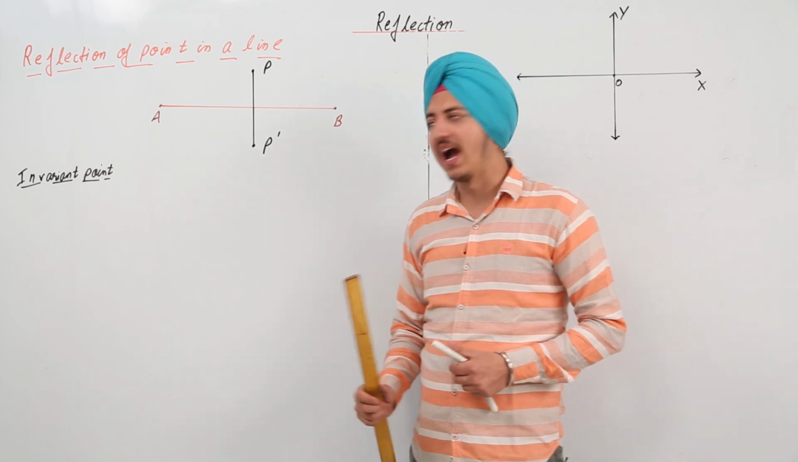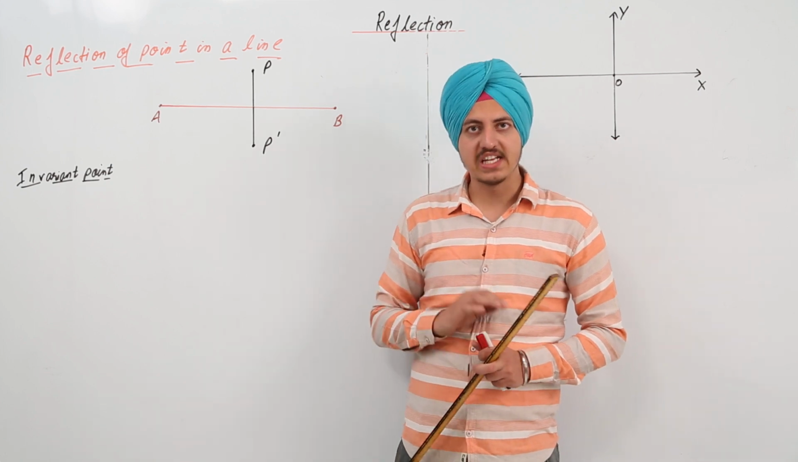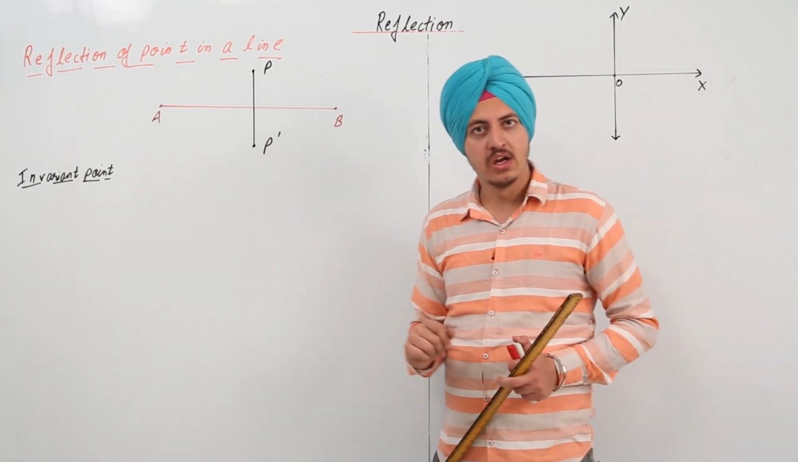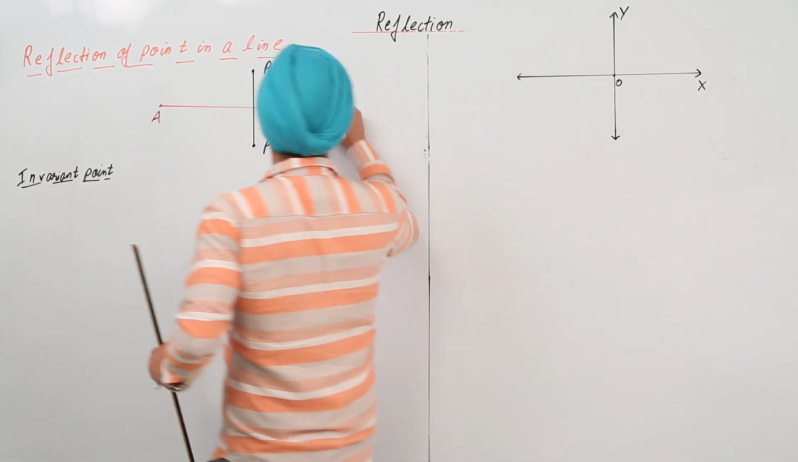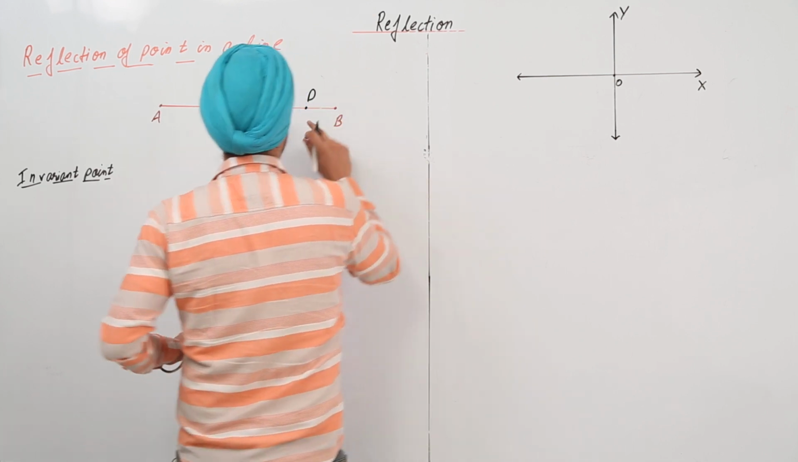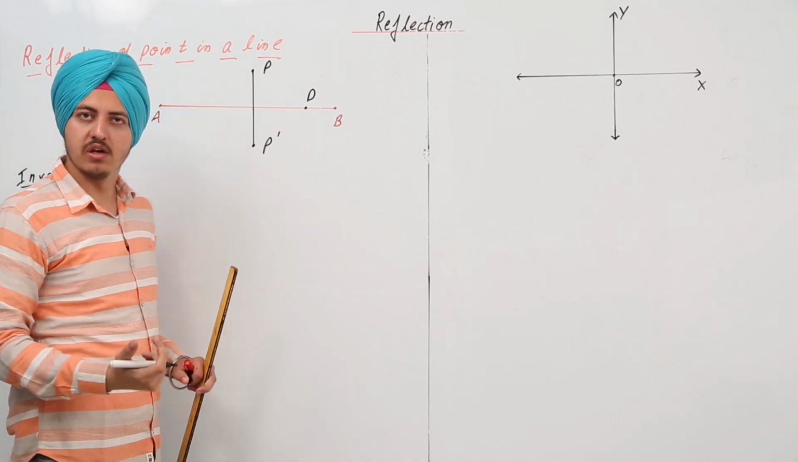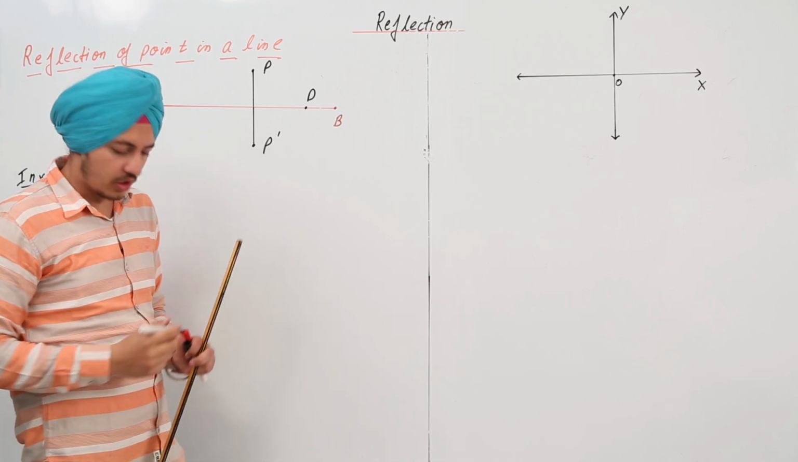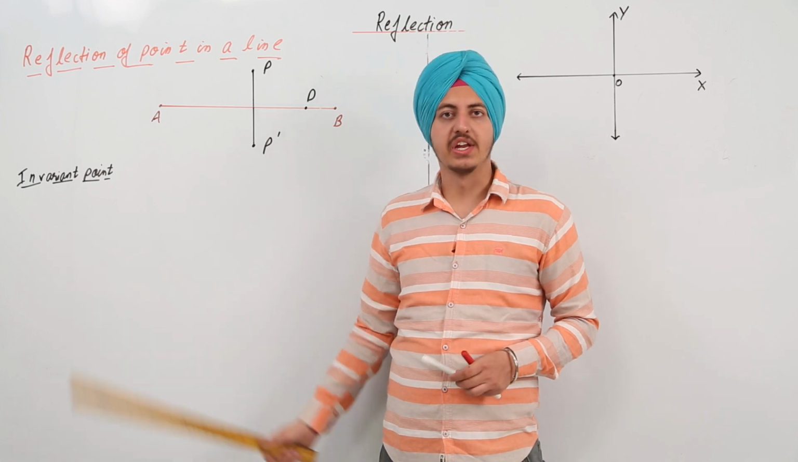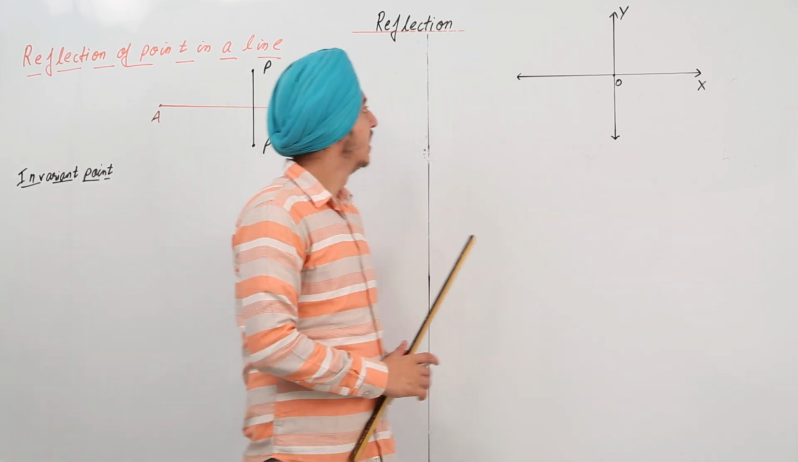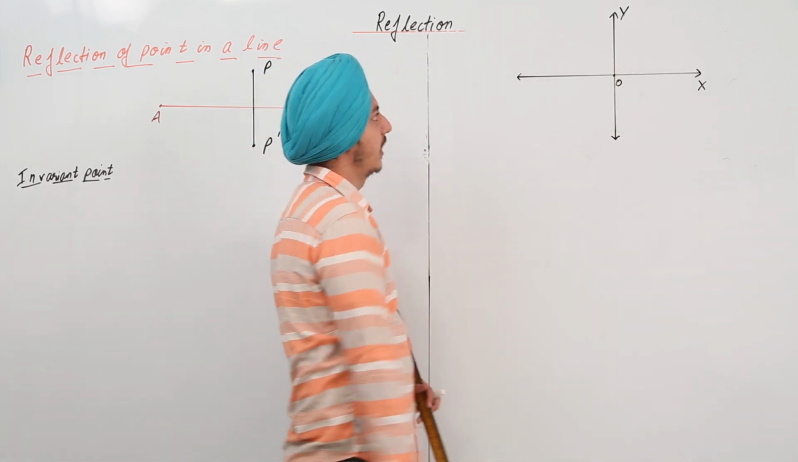Okay, the next we have is invariant point. What is an invariant point? An invariant point is a point on the line AB whose reflection will be that point itself. Imagine that there is a point, let's say this point D on the line AB. What will be the image of this point D in line AB? That will be this point D. So the image and the point coincide, and that point is known as the invariant point. Now remember that.